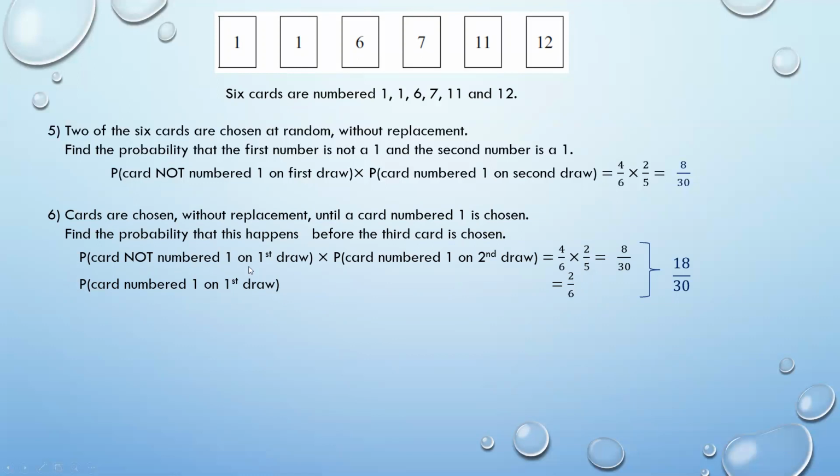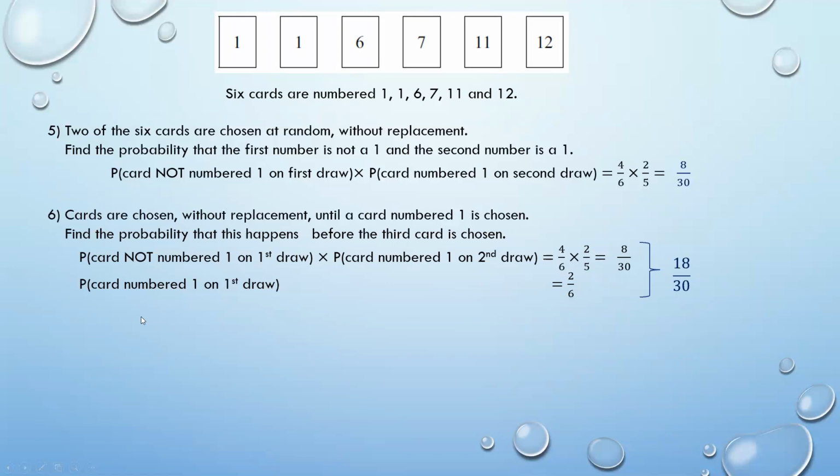Or the first draw not 1, but the second card must be a 1 already. Okay, so the first card not 1 is 4 over 6. The second card with 1 is 2 over 5. So you multiply, you get this, and this is the one with the first draw already got 1. That means that is answer. These 2 answers plus together will be your final answer.